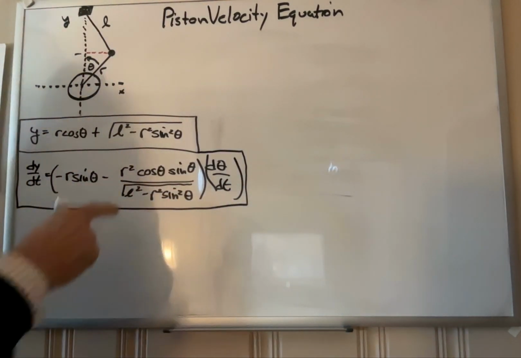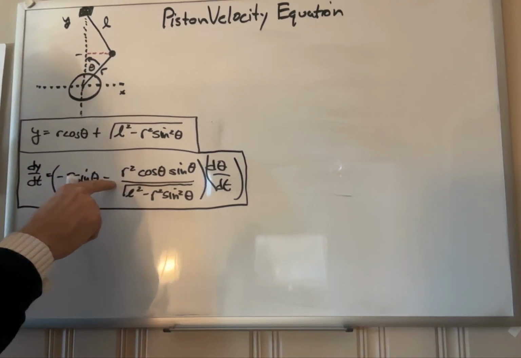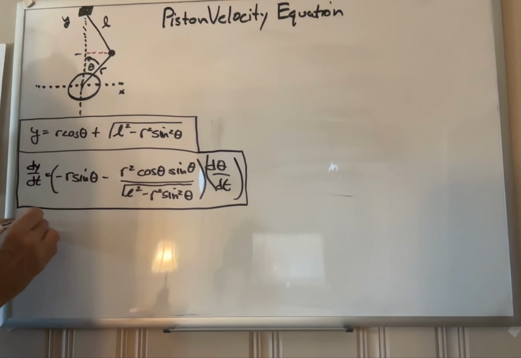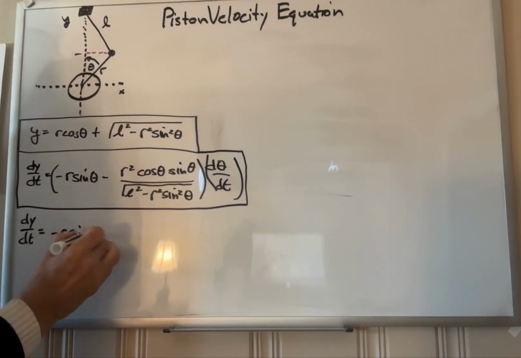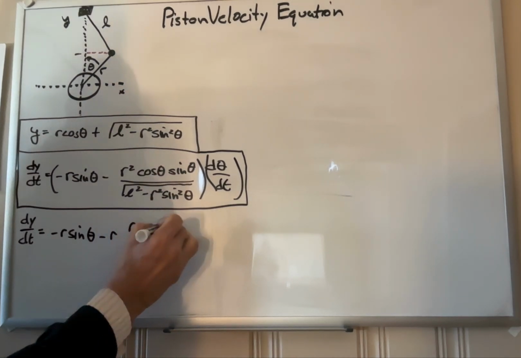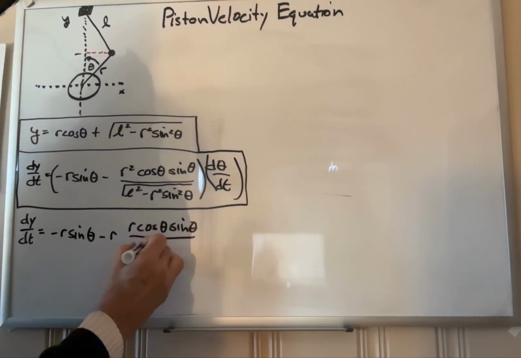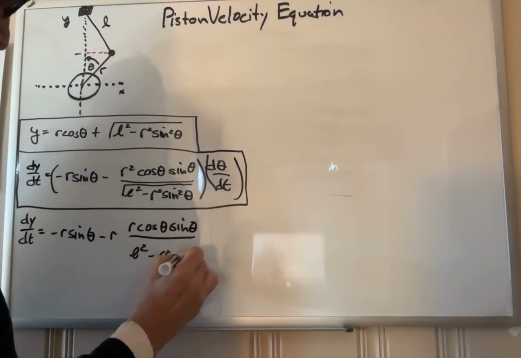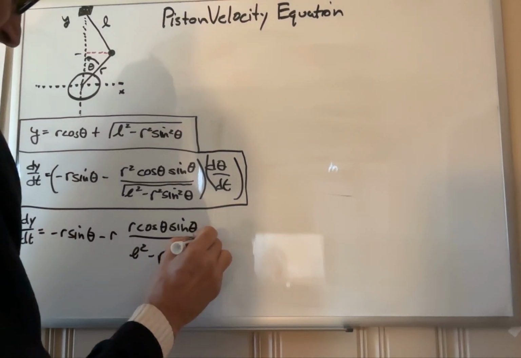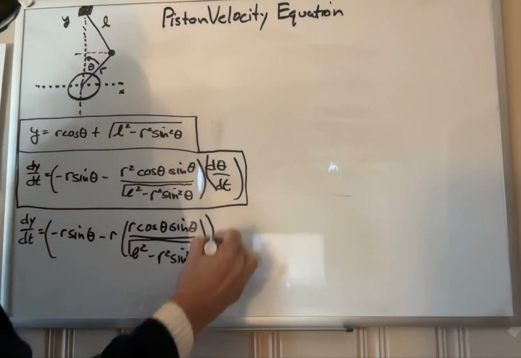But there's an interesting little thing here. If you take one of these R's out, so you're going to have dy dt is going to be equal to negative R sine theta minus, let's take that R out, so you have R cosine theta sine theta divided by the square root of L squared minus R squared sine squared theta. Because you're taking that R out, and then we're going to multiply this whole thing again by d theta dt.